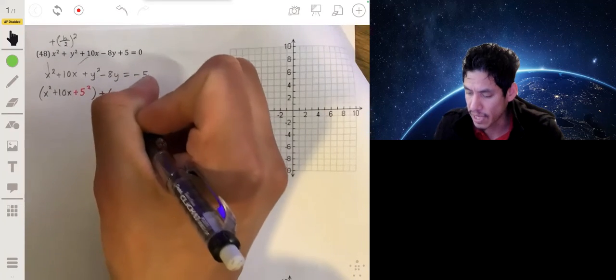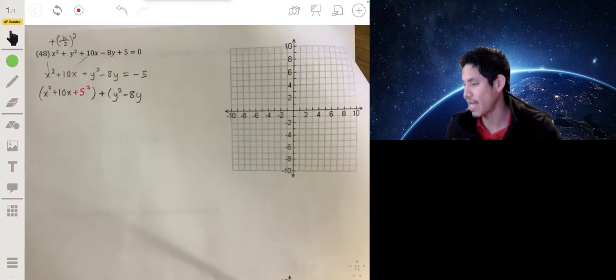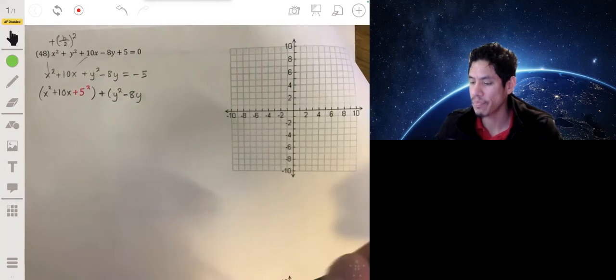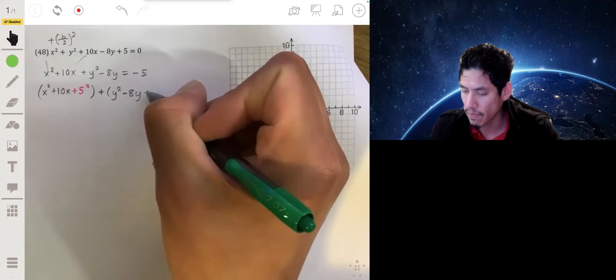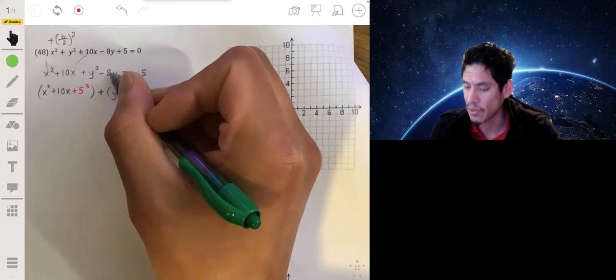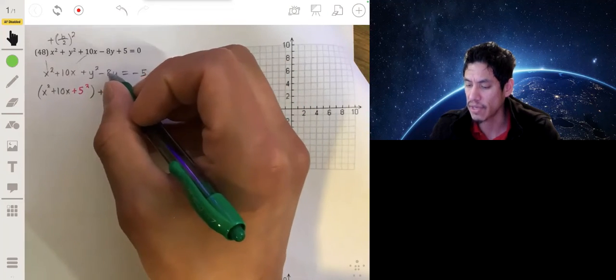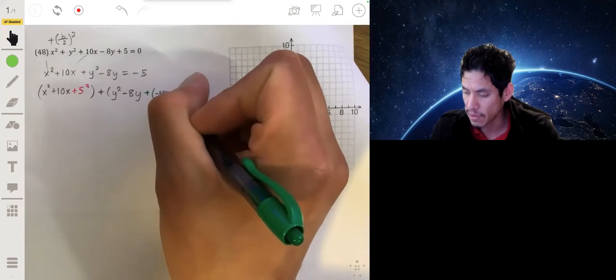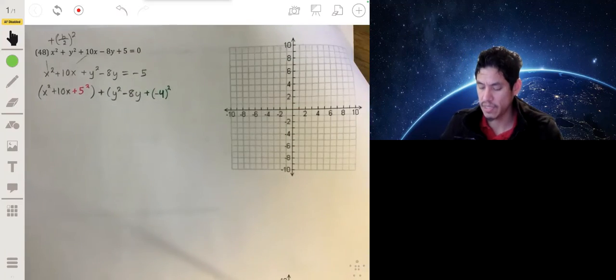And then for the y terms, we're going to add b over 2 squared as well. b is negative 8. So we'll have negative 8 over 2 squared. So negative 8 over 2, which is negative 4, squared to each.